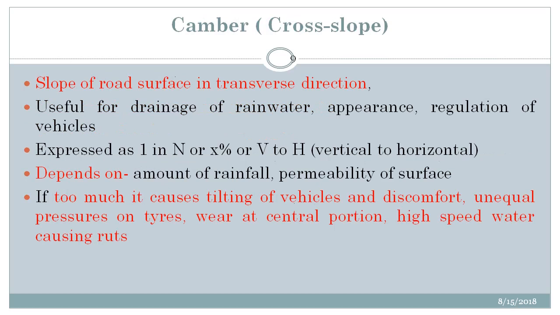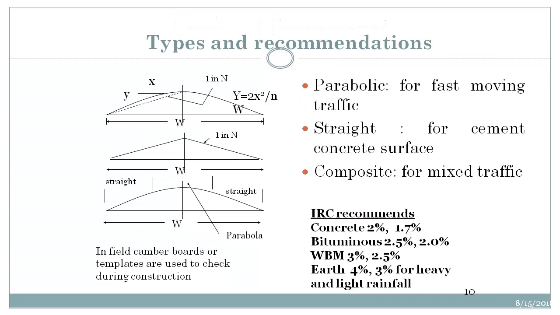Camber means cross slope. 1. The slope of road surface in transverse direction. 2. It is useful for drainage of rainwater, appearance, regulation of vehicles. 3. It is expressed as 1 in N or in percentage or vertical to horizontal. 4. It depends on amount of rainfall, permeability of surface. If too much, it causes tilting of vehicles and discomfort, unequal pressures on tires, wear at central portion, high-speed water causing ruts. In this slide the types of cambers and their recommended values as per IRC are given.